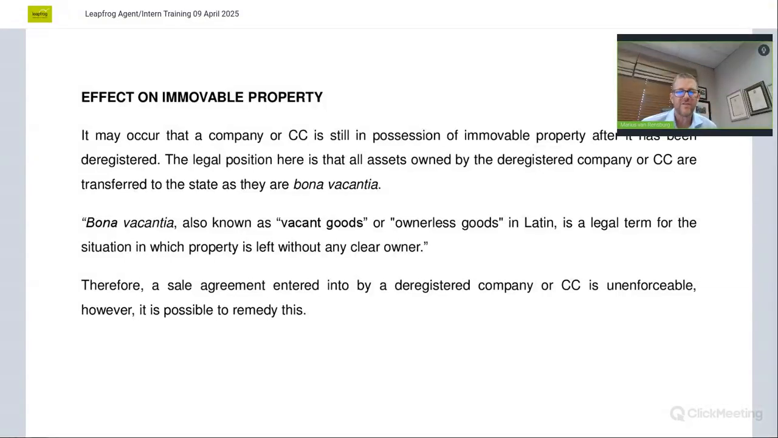So what I'm suggesting to you is do a CRPC search and check whether or not the company is in business. If it's in deregistration process, act. If it's deregistered, again, act. So how does this affect immovable property?